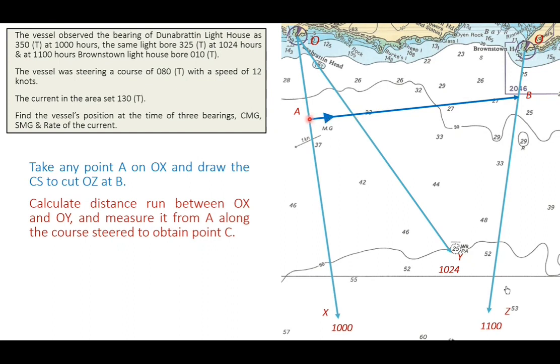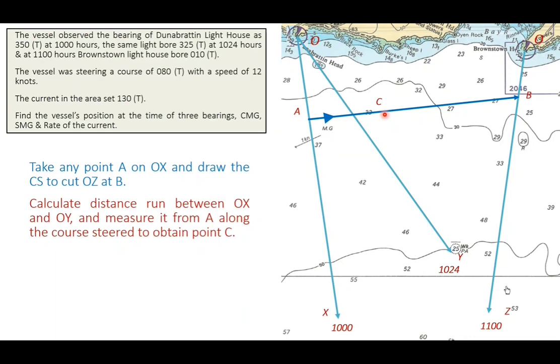So keeping my compass centered at point A, the compass is open to a radius equal to my engine distance in 24 minutes, and I cut off the line AB. I will get a point here, and let's name that point as C. So the length of AC is equal to the engine distance covered between 1000 hours and 1024 hours. That is the engine distance covered between the first observation and the second observation.